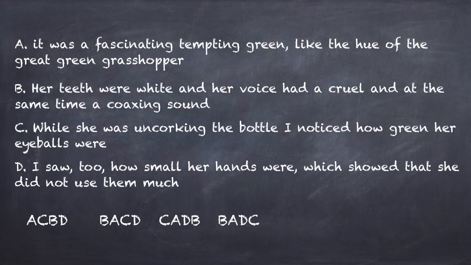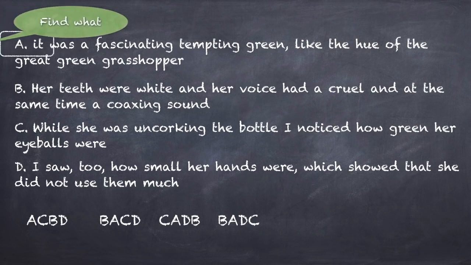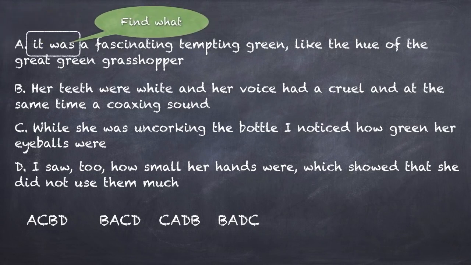Let's start. So I start with A. It says, "it was a fascinating." I should just stop right here. "It" is a pronoun. I should be asking myself, what is it referring to, right? And it says, "it was a fascinating, tempting green." I should basically be going through the whole paragraph without reading, scanning and skimming, just looking at a few words. And if I do that, I will see that there is also green in sentence C.